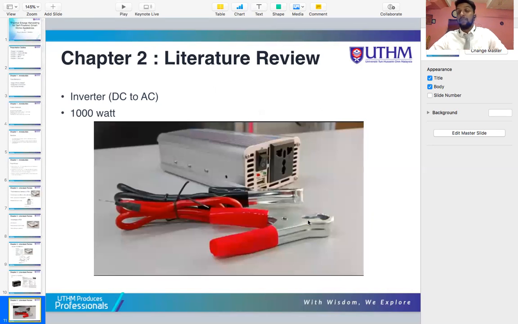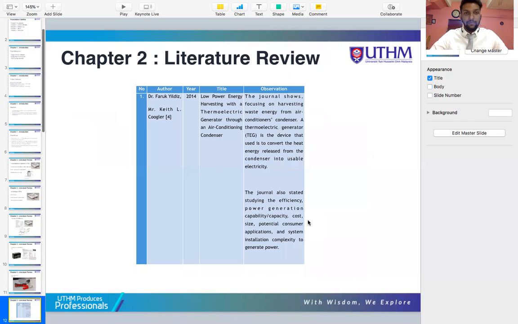Next will be my inverter. What is the function of an inverter? An inverter converts DC to AC, and my inverter is 1000 watts. The best part of my inverter is that it has a plug point together with it, so I don't have to come up with a different socket outlet and so on. So my plug is there. I just have to place it where we need it.